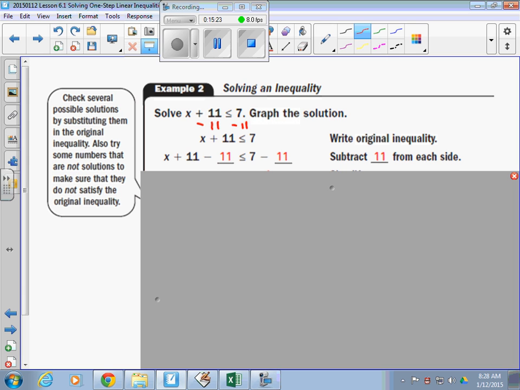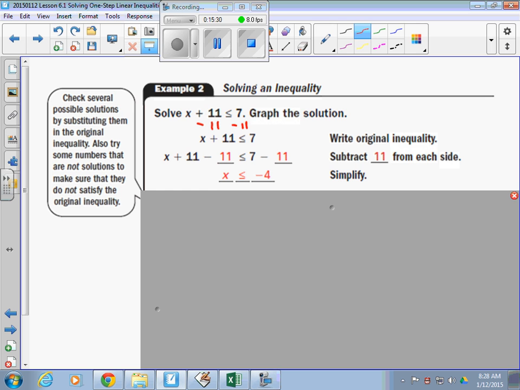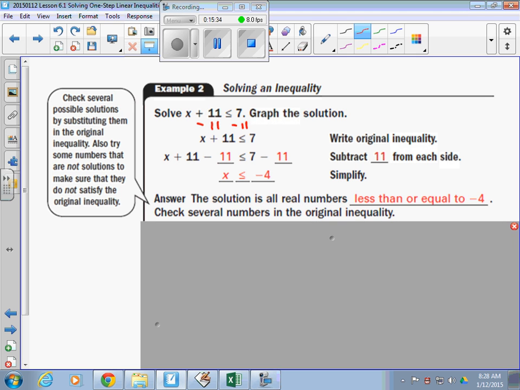7 minus 11. Now we're not multiplying or dividing, so you do not reverse the inequality. You subtract 11. This is just the horizontal method. Instead, I showed you the vertical method right above. 7 minus 11, you know, is the number -4, and the symbol stays the same. X is less than or equal to -4. So the answer is all real numbers that are less than or equal to -4.